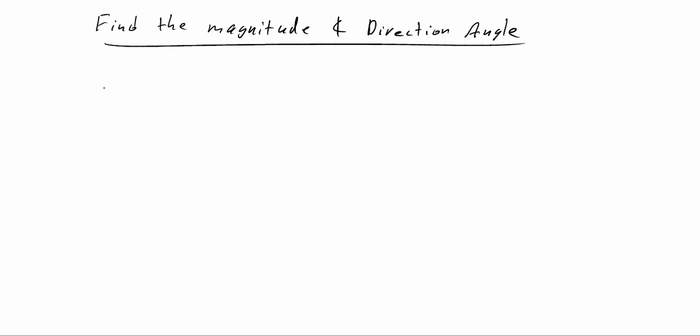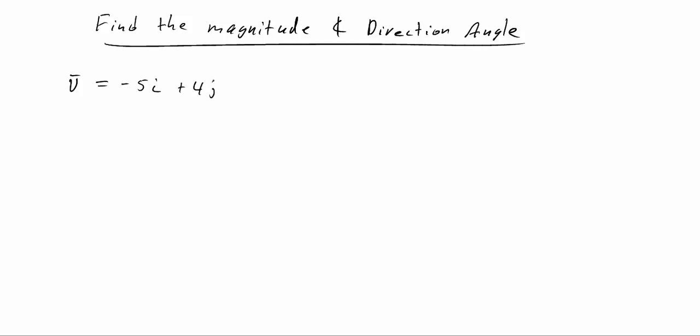So if we look at an example, we want to find the magnitude and the direction angle. We have the given vector v equal to negative 5i plus 4j.